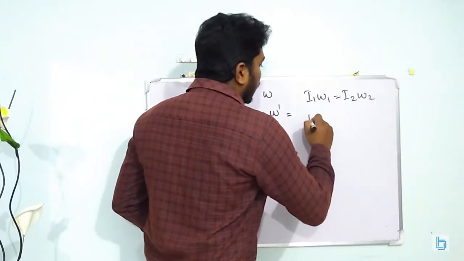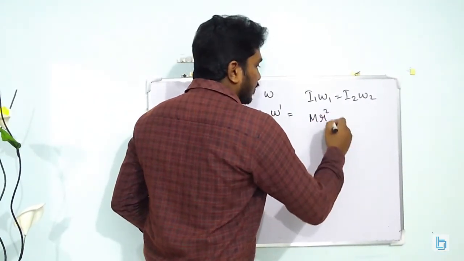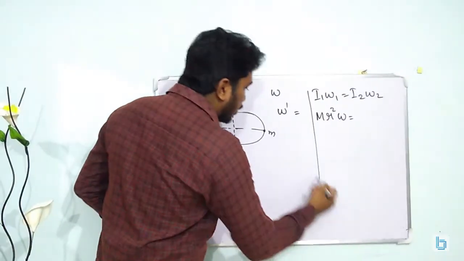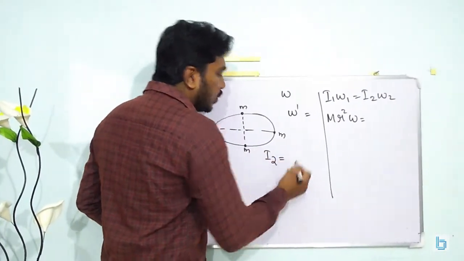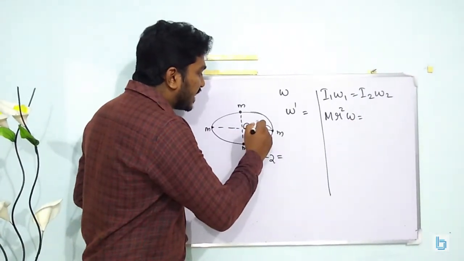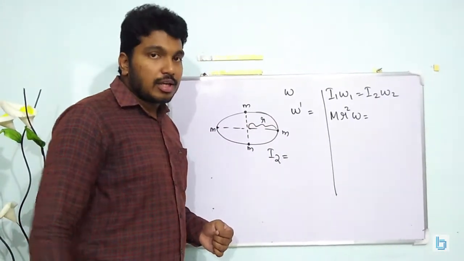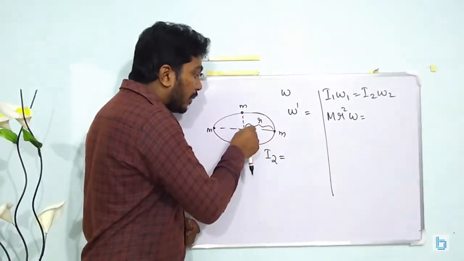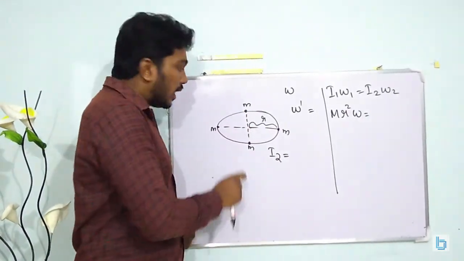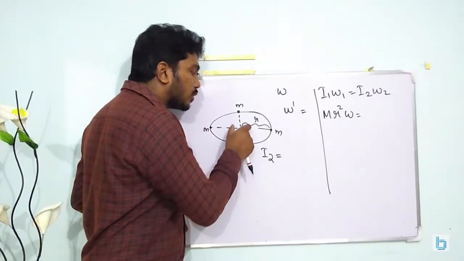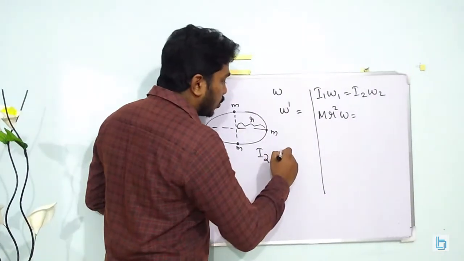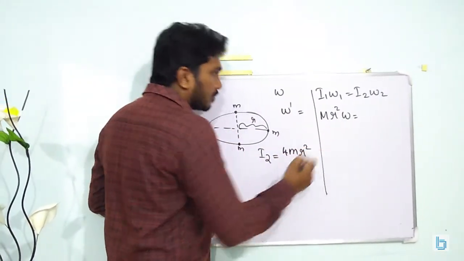So the moment of inertia of the ring is M r square, into omega, which is equal to, we need to know the value of I2. I2 will be equal to, we have four masses here, and each of the point masses is at a distance of r from the center. So the moment of inertia of this mass about the central axis will be m r square. For this mass, again m r square, and this mass also m r square, and for this also m r square. So we can write the moment of inertia I2 will be equal to 4 m r square.